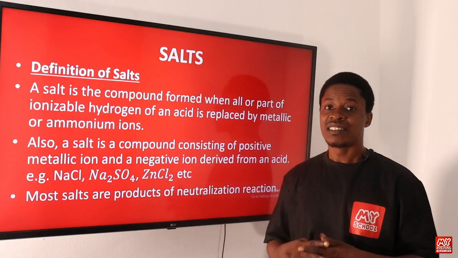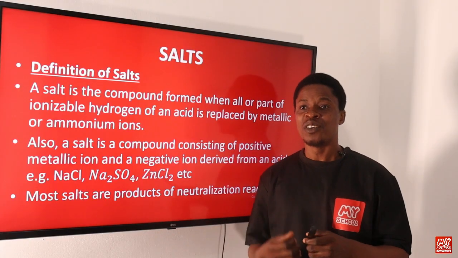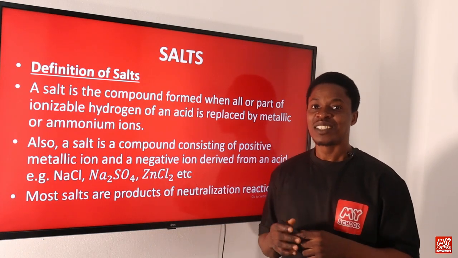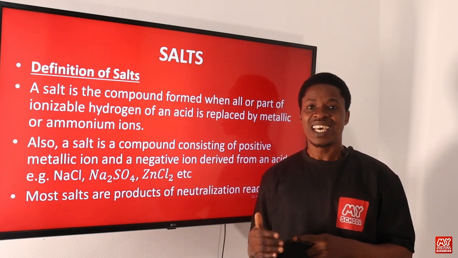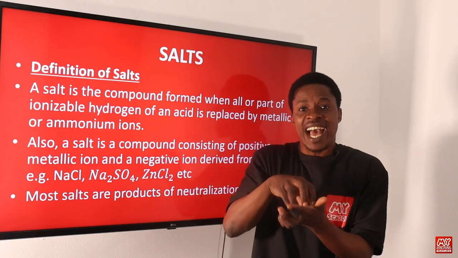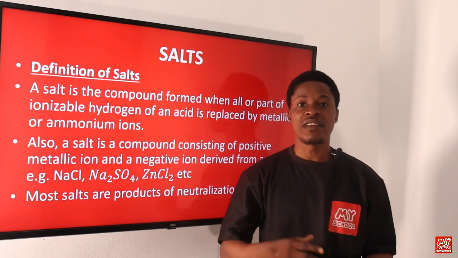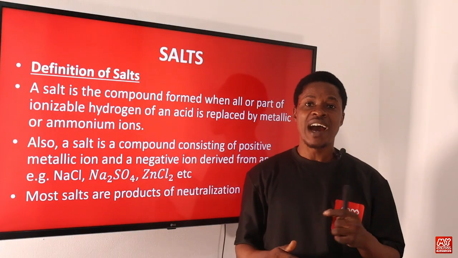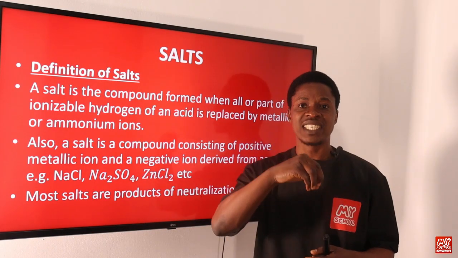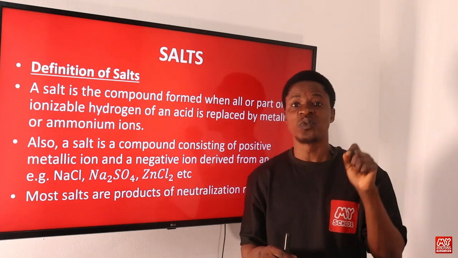To a layman, we say salt is what we use in cooking, maybe in the kitchen, in making our food tasty. But to a scientist or a chemist, salt is much more than that. Salt is any substance or compound that is formed when the hydrogen ion present in the acid is replaced by a metallic ion. You could have potassium ion, sodium ion, lithium ion, magnesium ion, calcium ion, any of those metallic ions. If it comes in to replace either part of the hydrogen ion or all the hydrogen ion present in that acid, what we have is the salt.